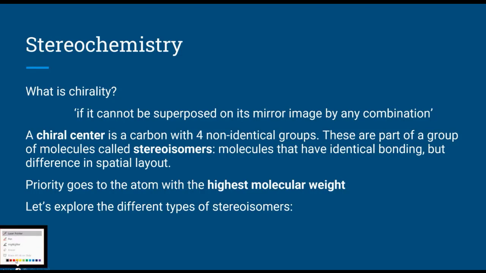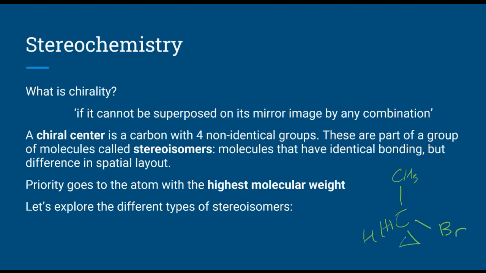So if I have something like a carbon with CH3, hydrogen, bromine, and OH, we're going to say 1 goes to the bromine, 4 goes to the hydrogen, 2 goes to the oxygen, and 3 goes to the methyl. And so this is because bromine has a higher molecular weight than the oxygen. We're going to be comparing the first atom connected, right?